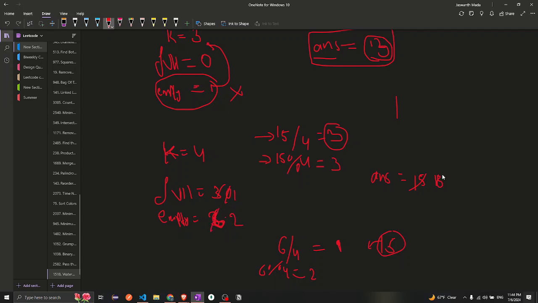So I'll drink this one, so it will be 19. Now when I drink this, it will become empty. So the empty will become 3, and when my empty is less than the number of water bottles required, at this point I'll stop and return my answer. That's it, guys. So let's try to code this up.